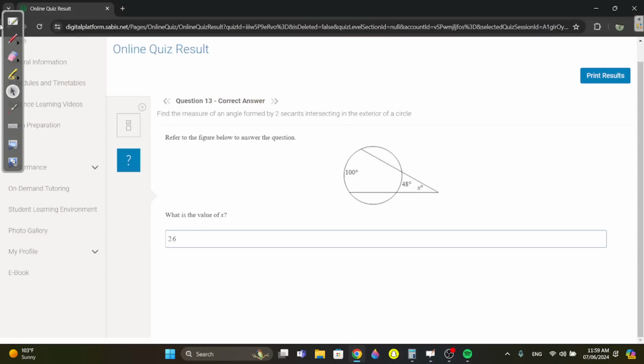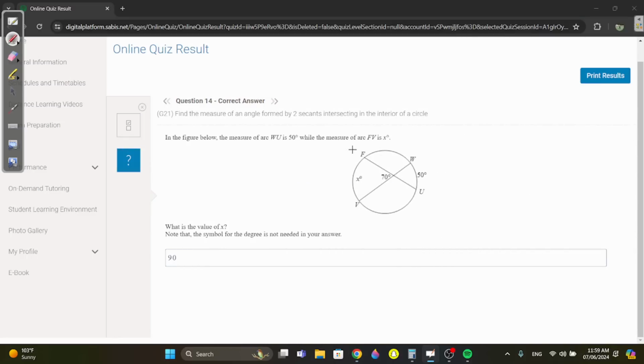Question 13. Whenever it's in the exterior, you subtract. Whenever you have an angle in the exterior intercepting two arcs, you always do arc 1, let's call it A1, minus A2, divided by 2. If it was in the interior like this, you do A1 plus A2, but we're not working with interior, we're working with exterior. So we're going to do 100 minus 48 divided by 2, and you get 26.